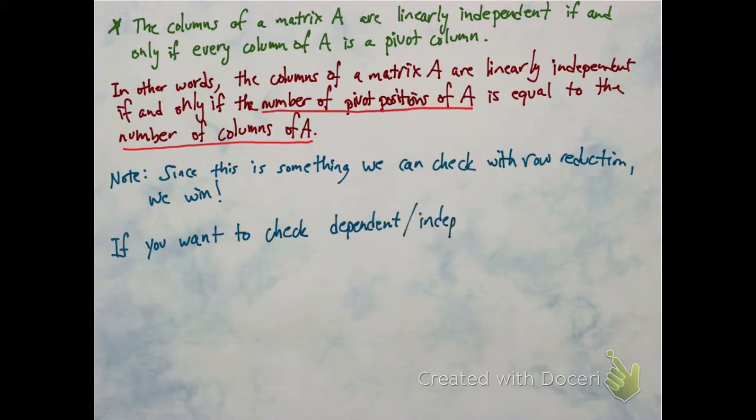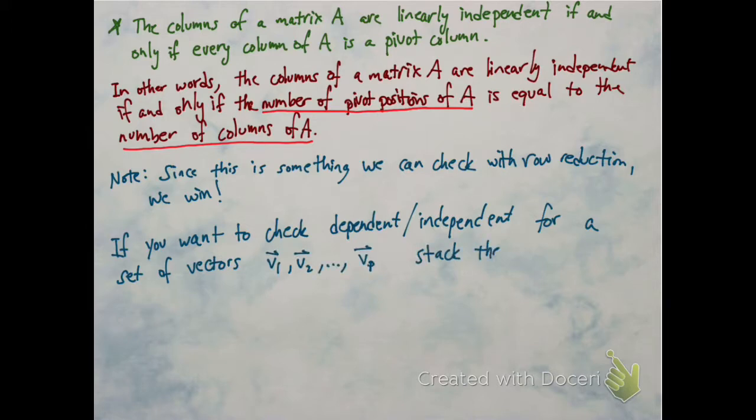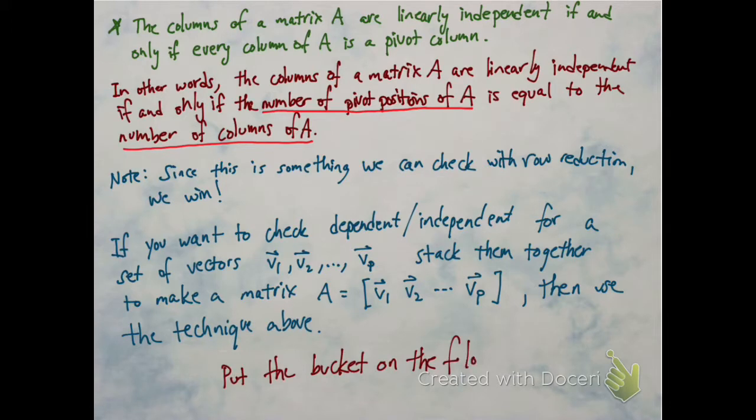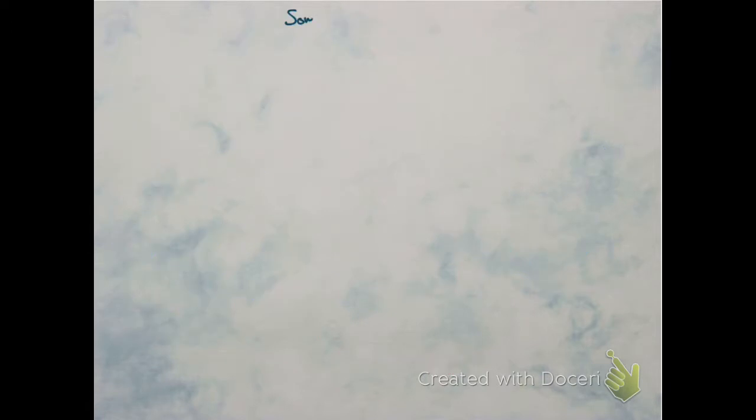If instead you're asked to check linear dependence or independence for a set of vectors, say v1 up to vp, then all you have to do is stack them together into a matrix with the first column v1 and second column v2 and so on up to vp, and then just use those techniques above. Put the bucket on the floor, as they say. So here's some special cases where you don't actually have to go through the row reduction.